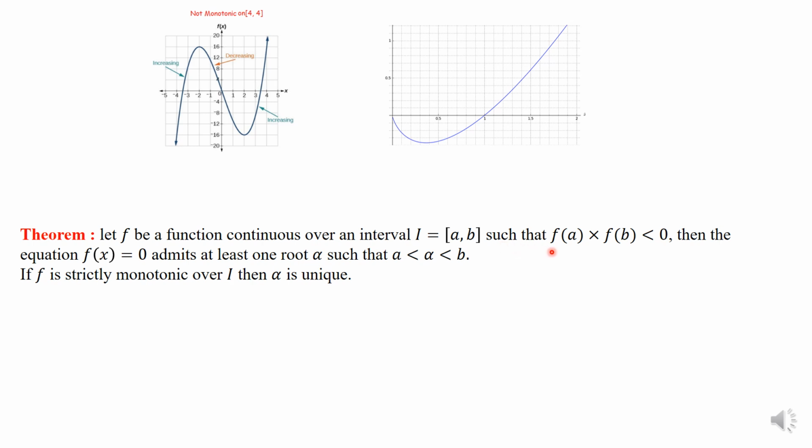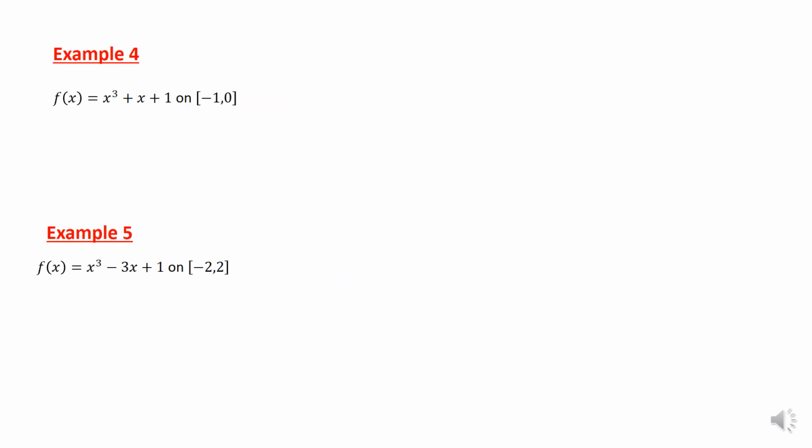Why does this happen? Because if one of the values is negative and the other is positive, this means that the function will pass from negative to positive. So sure, it will pass through 0. So if f of a times f of b is negative, then there is a root alpha between a and b. Now if the function is strictly monotonic, then this root will be unique. Now given these two examples, what you have to do here is to check whether the functions have roots inside the given intervals, yes or no.